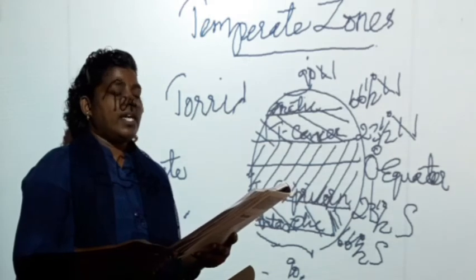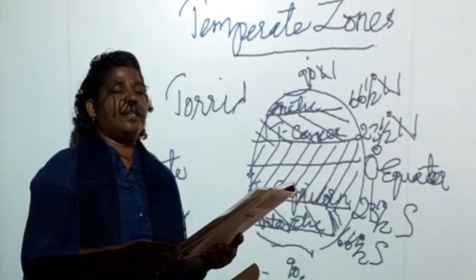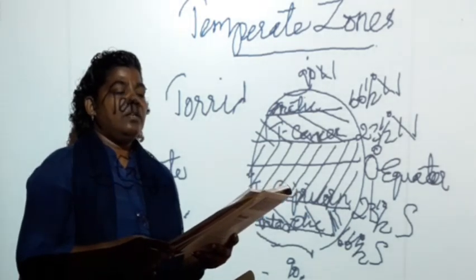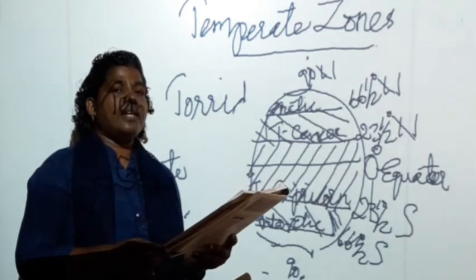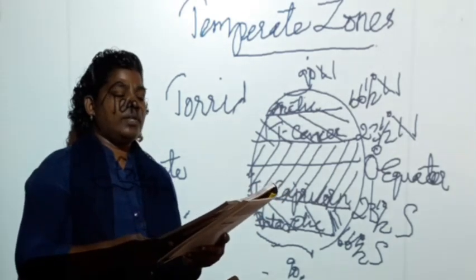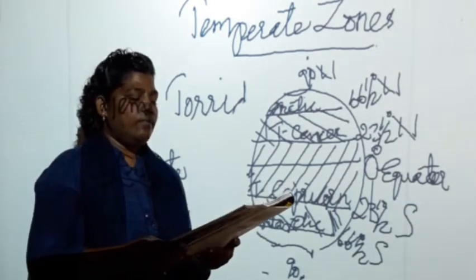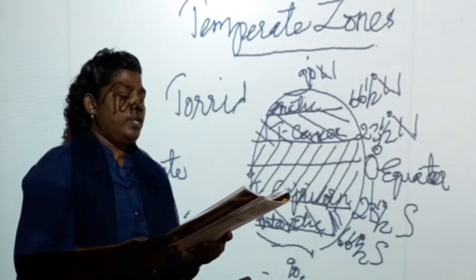Another question you have to add with answers: what are the different heat zones of the earth? The answer is page number 22 and 23. Okay, section B, first question, page number 24.